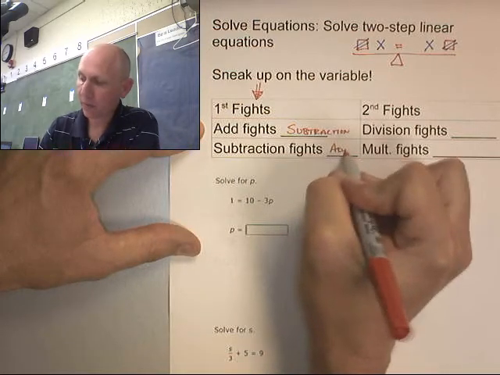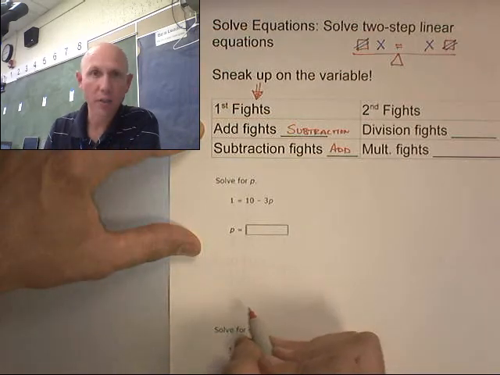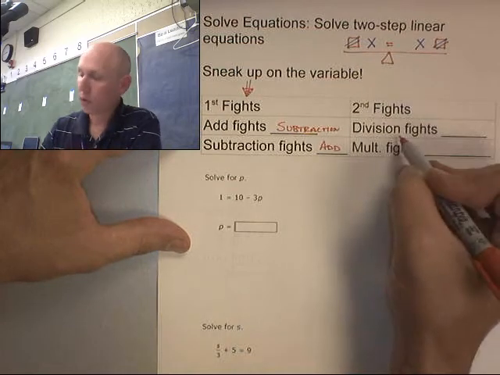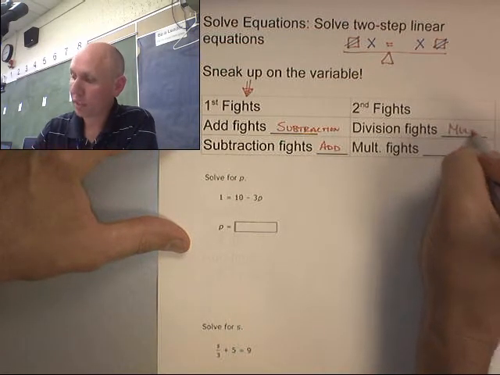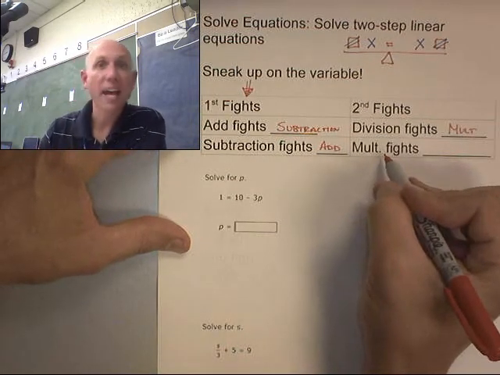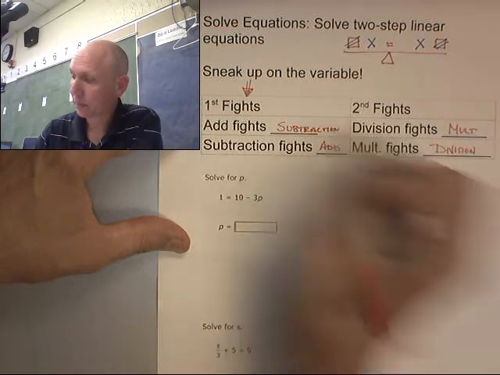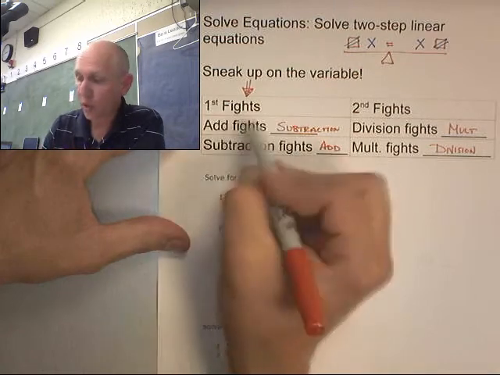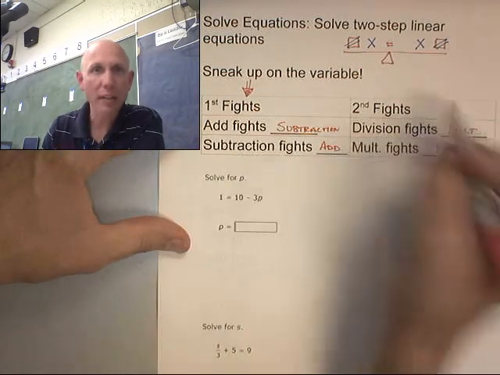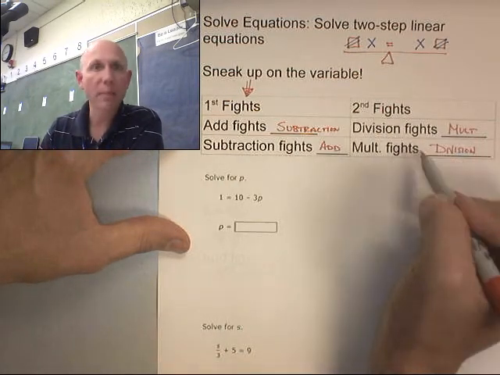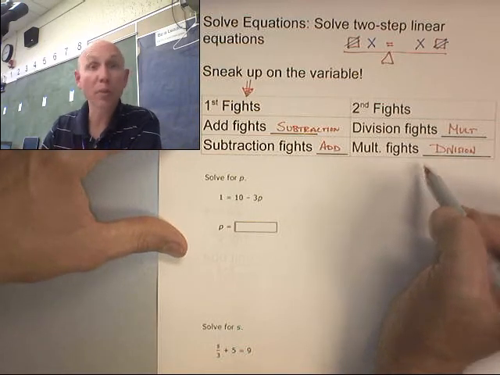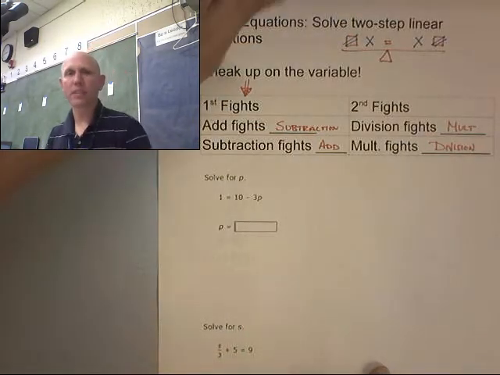and subtraction fights addition. We're also going to remember that division fights multiplication, and multiplication fights division. This is almost always going to be our first fight. Is this add or subtract? And over here, it's going to be a multiplication or division. So let's see if we can make this happen.